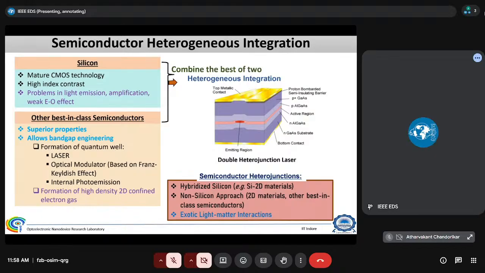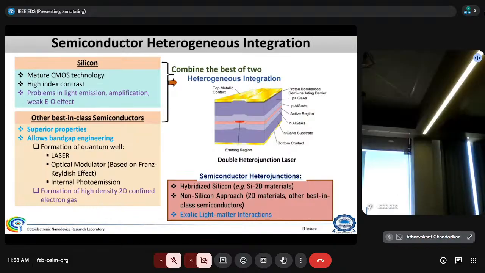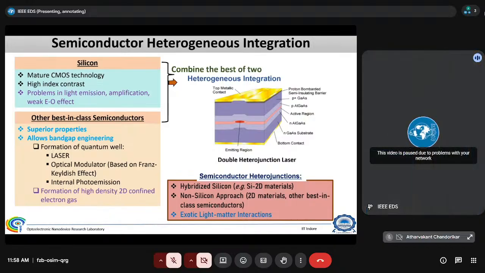It gives you very high refractive index contrast when it comes to making photonic devices, but it has problems. For example, you cannot make lasers and LEDs with silicon, and it shows weak electro-optic effect. When you want voltage-controlled photonic devices with silicon, it shows weak effect. So there are some problems. So you need some other semiconductors with which you can make photonic devices, and that's what we call semiconductor heterogeneous integration, where you want to realize maybe non-silicon or hybrid silicon materials to form devices, right?